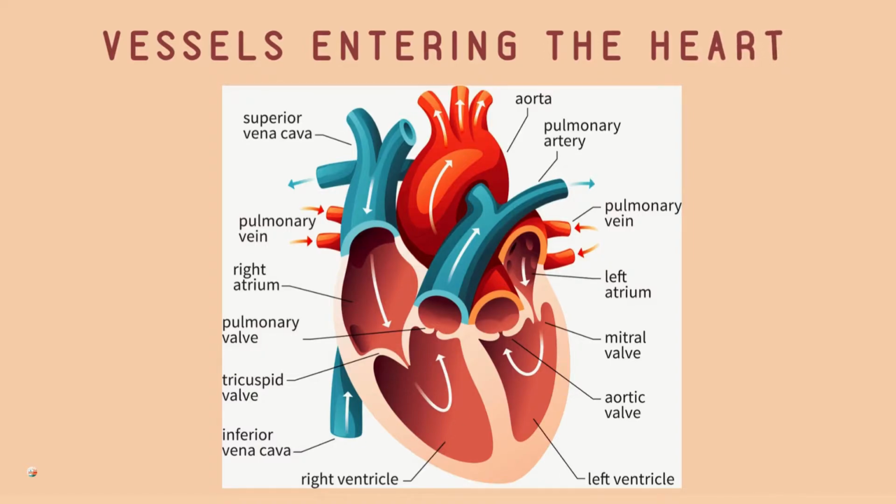Then there is the pulmonary artery which carries the deoxygenated blood from the right ventricle to the lungs, and there are the pulmonary veins which carry the oxygenated blood from the lungs into the left atrium, and there is the aorta which carries the oxygenated blood from the left ventricle to all of the body.